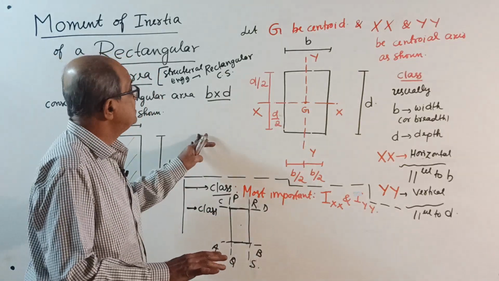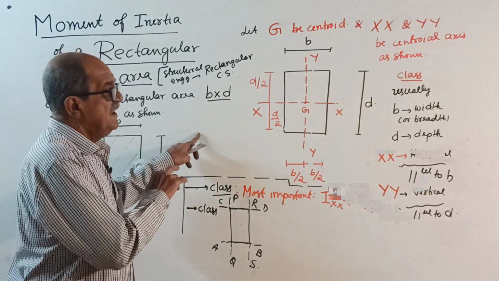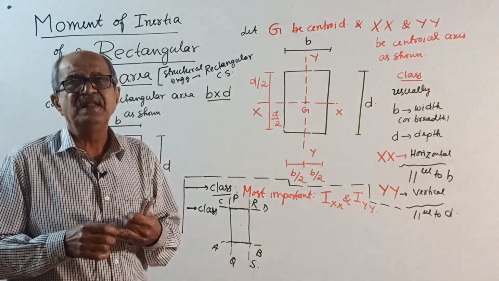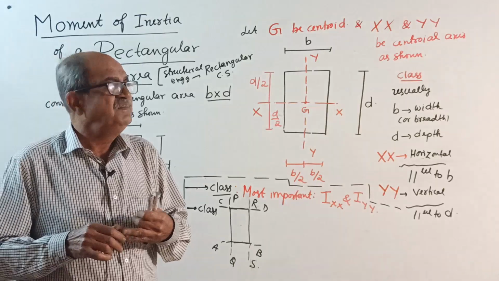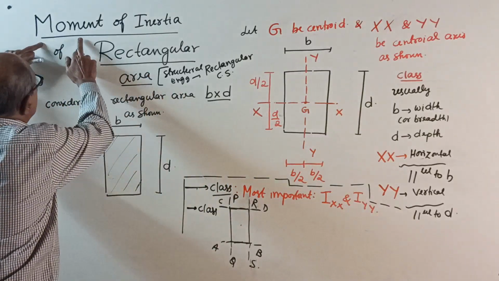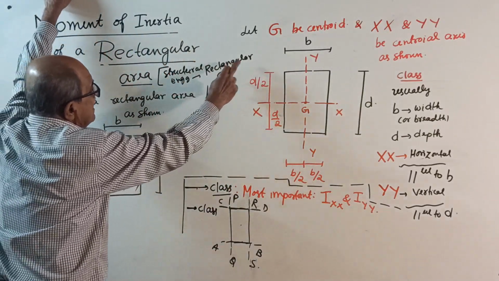Okay, now we will start the basic derivation. First I thought today I will do radius of gyration and other terms. Then I decided, no, only theory is somewhat boring. So better go to the requirement. So, moment of inertia of a rectangular area, in structural engineering, a rectangular cross section.